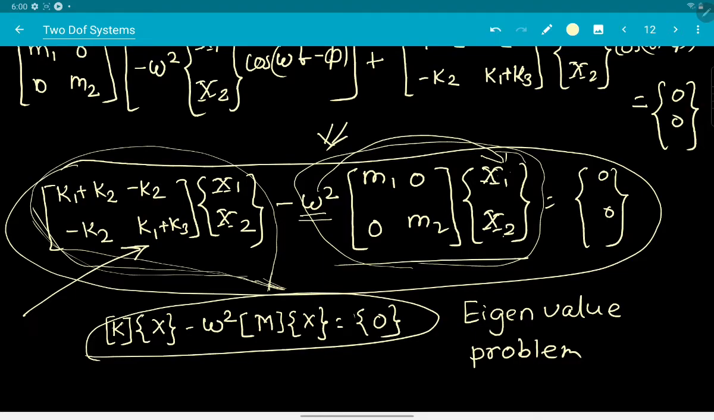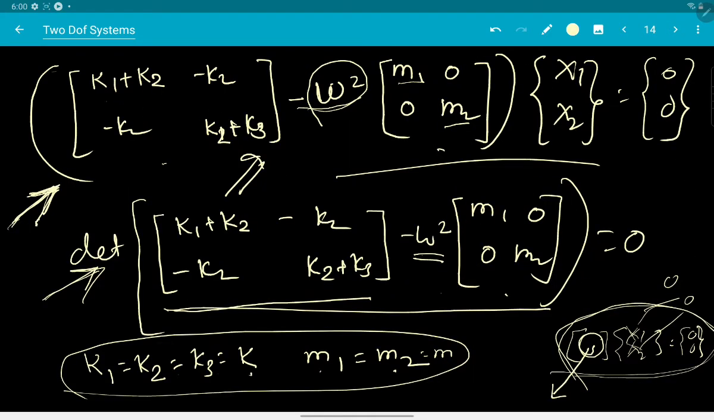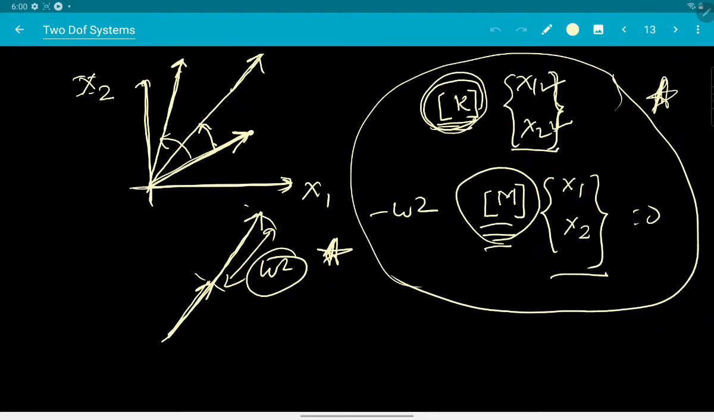Now if this has to happen, then we ended up with a certain condition on omega and x1 and x2, and whatever problem we ended up with is called an eigenvalue problem. It gives you a set of omegas and a corresponding set of x1 and x2. We also have seen what the meaning of that eigenvalue problem is. This is the graphical representation of that. We have seen what exactly it represents.